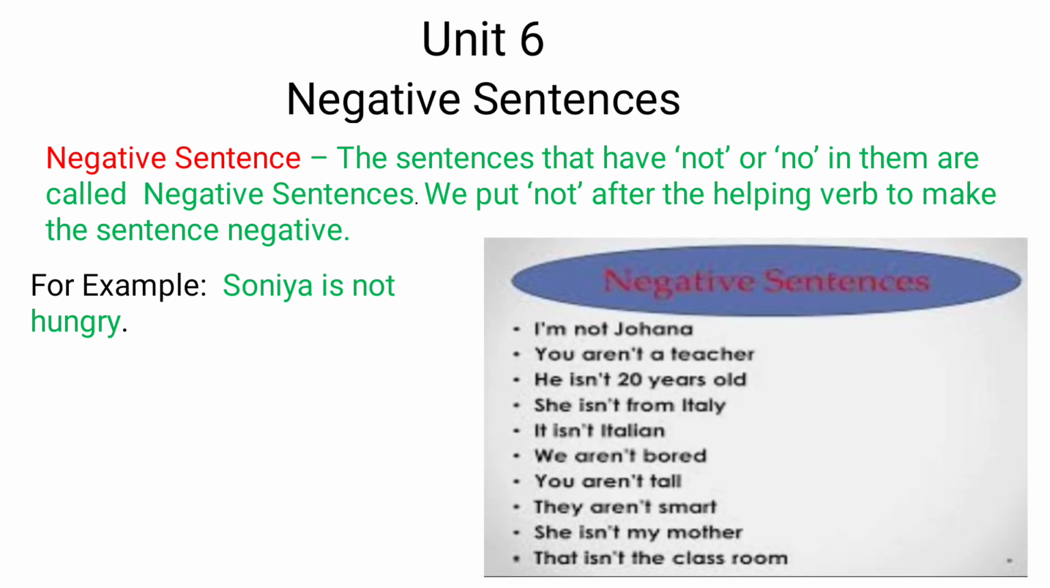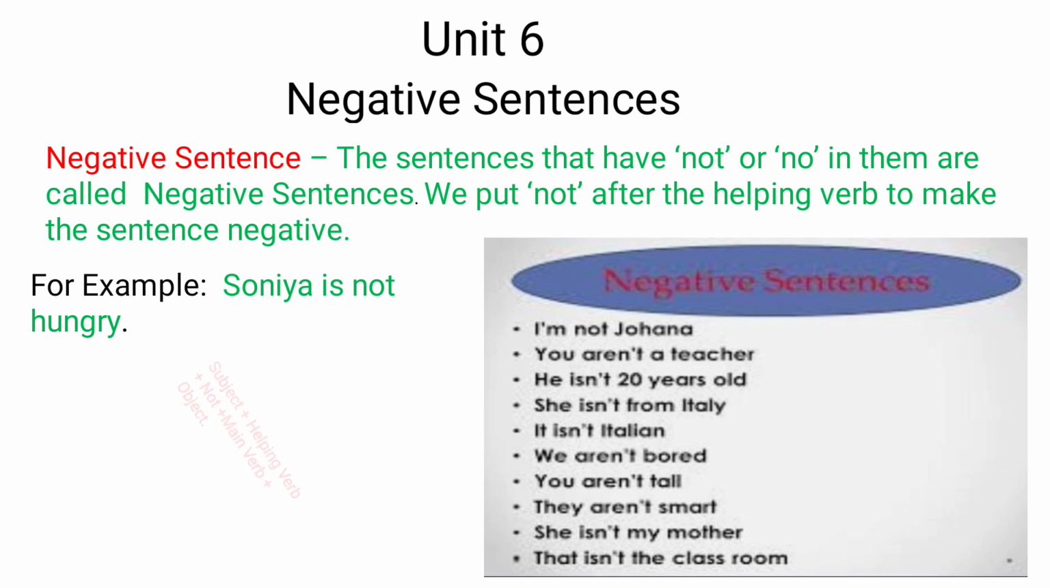There are many more sentences here. You all can see. I am not Johanna. You aren't a teacher. He hasn't. He isn't 20 years old. She isn't from Italy. She isn't Italian. We aren't bored. You aren't tall. They aren't smart. She isn't my mother. That isn't the classroom, right? So you all can see that not is used after the helping verb.